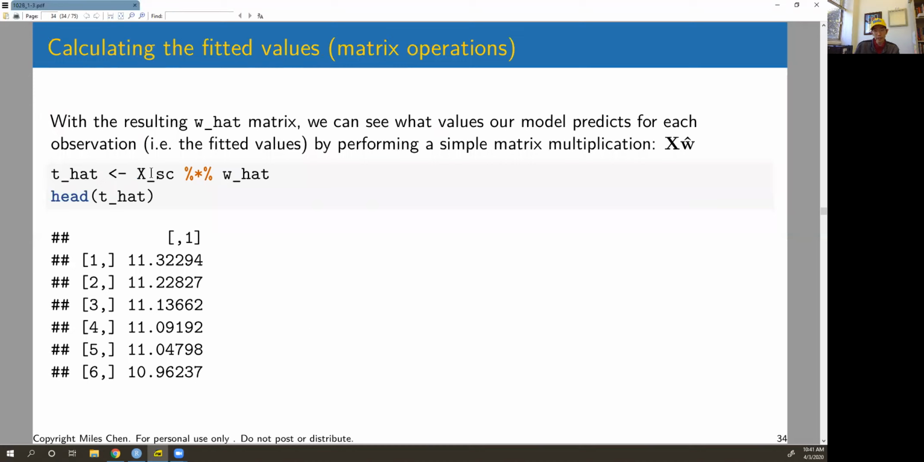Calculating the fitted values is done the same way. You have to take your adjusted matrix after I've scaled it and multiply it by W hat, and I get my predicted values. If I used my original X matrix where I didn't scale that third column, then of course my answers would be way off, and we would have problems. So however you formatted the input X has to be how you format it to make predictions.